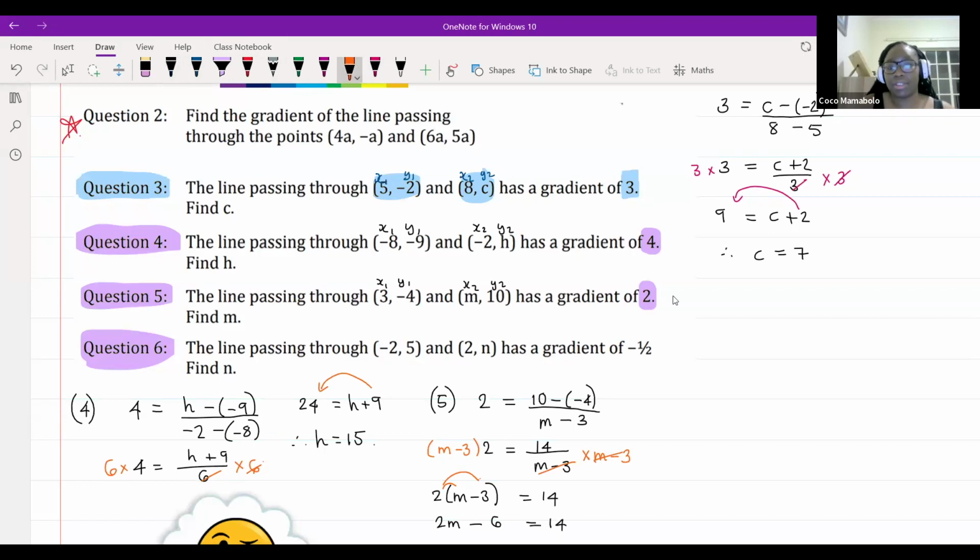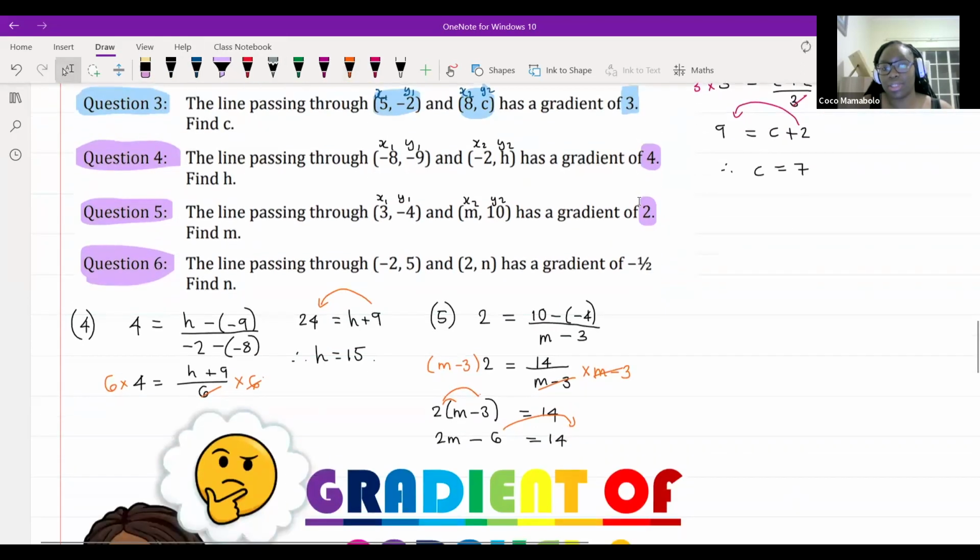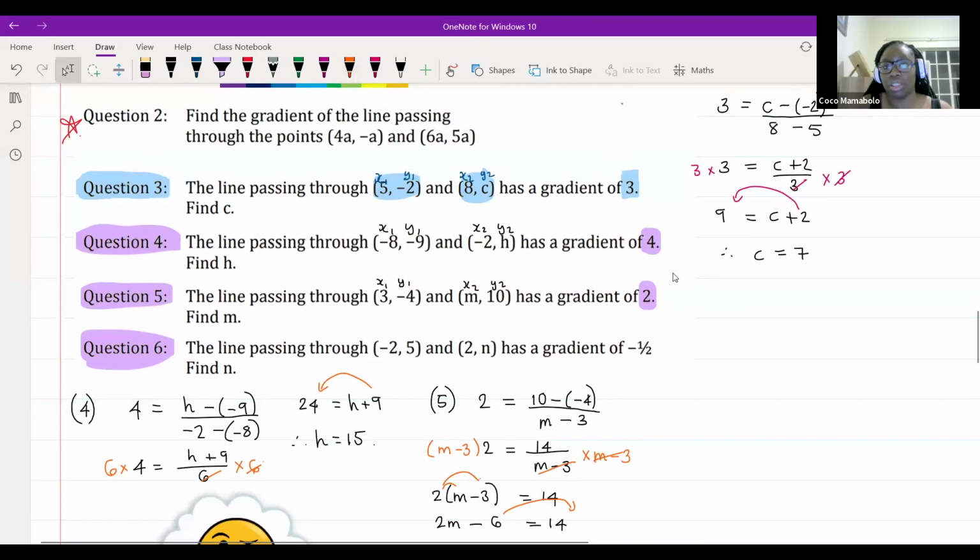I'm going to take the -6 over to the other side, and it's going to become +6. So I'm going to have 2m is equal to 20, 14 plus 6. 2m is equal to 20. Therefore, m is equal to 10. Right, that's what we should get there.